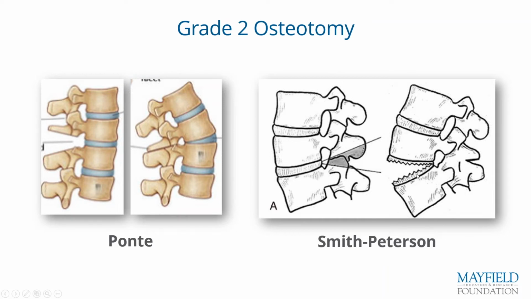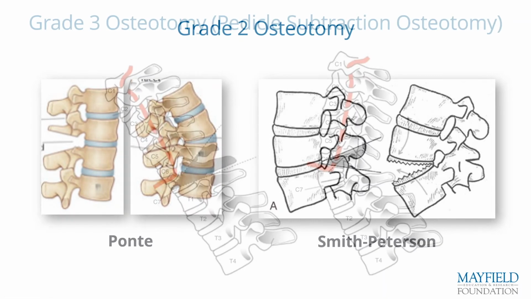Alternatively, we can cut out the facet, rock it back, but instead of squishing that disc, this is more for people with kind of a stiffer spine. Sometimes it just cracks open like that. We call that a Smith-Peterson osteotomy. Either way, you can see the change in curvature through this technique. This gets us maybe about 10 degrees of angulation when we're utilizing this technique.